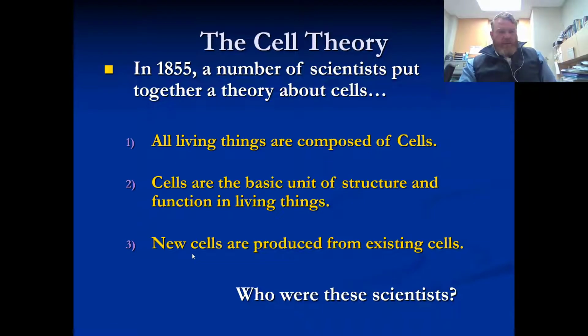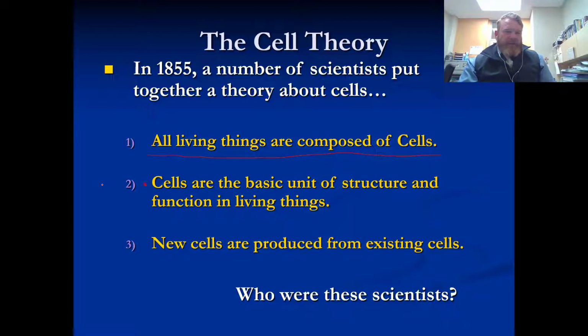Alright, so we've talked about cells, especially in 7th grade and before that. So this should be all pretty much review. Okay, so there are 3 parts to the cell theory. First, all living things are made of cells. Cells are the basic unit of structure and function.